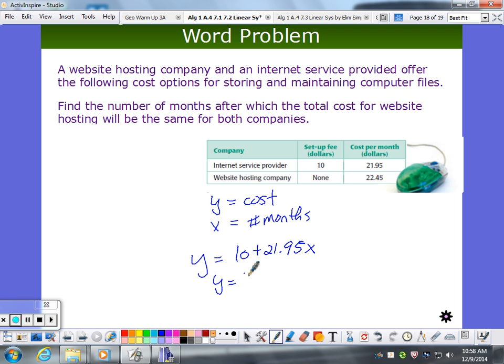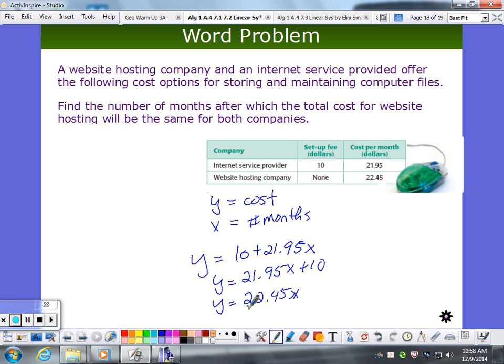No. And I tend to actually do it this way because it looks like y equals mx plus b. I guess if I wanted to graph it, I could. So what is the second one going to be? What's their cost? Y equals 22.45x. It costs nothing, right? They don't charge you any kind of upfront fee.